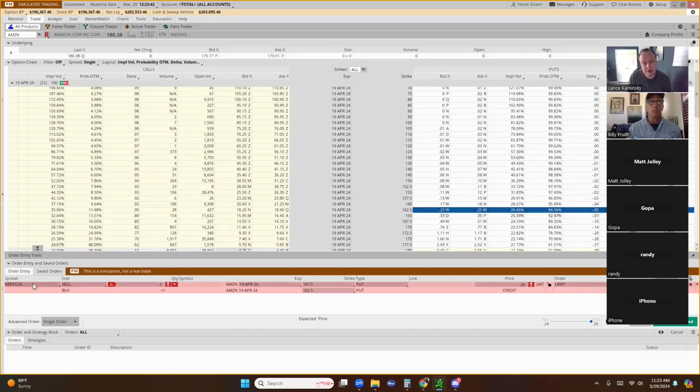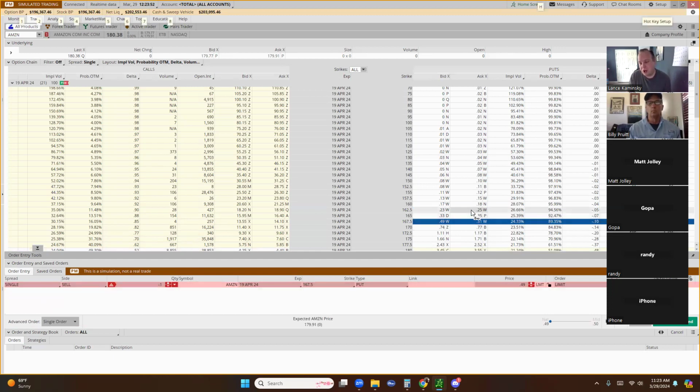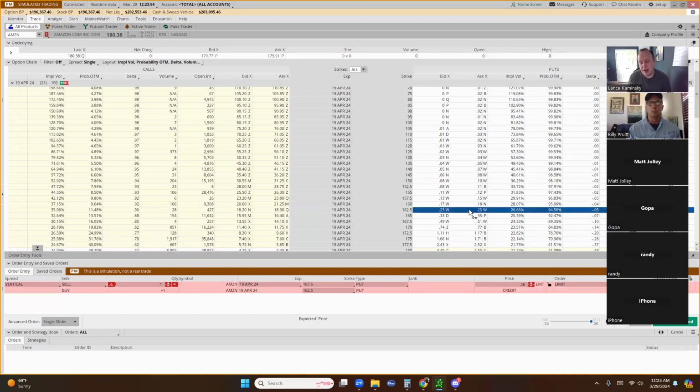When you do that, you get a vertical. Some of you guys are putting in different order entries to start. This way is the most efficient way I could think of. Click the bid of the first one, hold control, click the ask on the second. That's all you have to do to enter a spread. Does anyone have any questions on that?